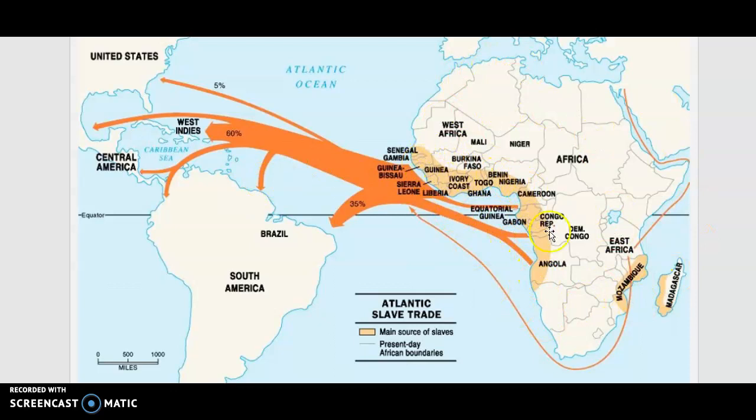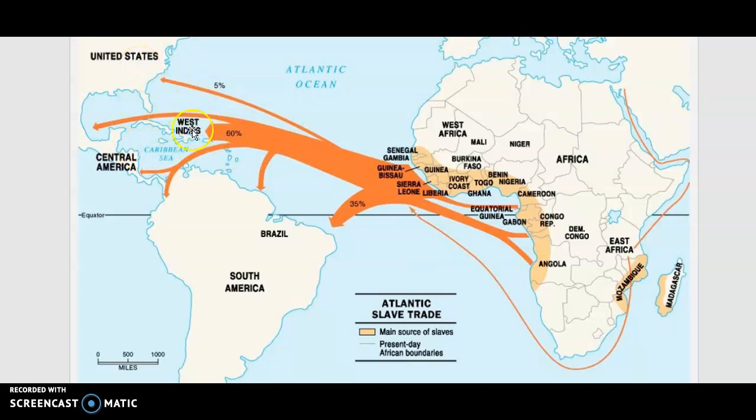In this lighter orange, you can see the main areas that were the main sources of slave labor, of slaves, of people. And then you can see the darker orange, kind of the routes and where the slaves were being taken. So some taken to South America, Brazil area, and other areas in South America. A lot going to the West Indies, what we would now refer to as the Caribbean in most cases. About 5% going directly to the United States.